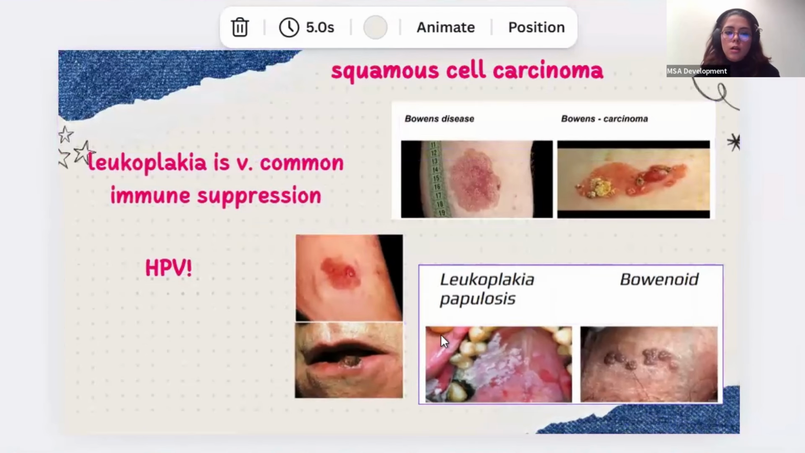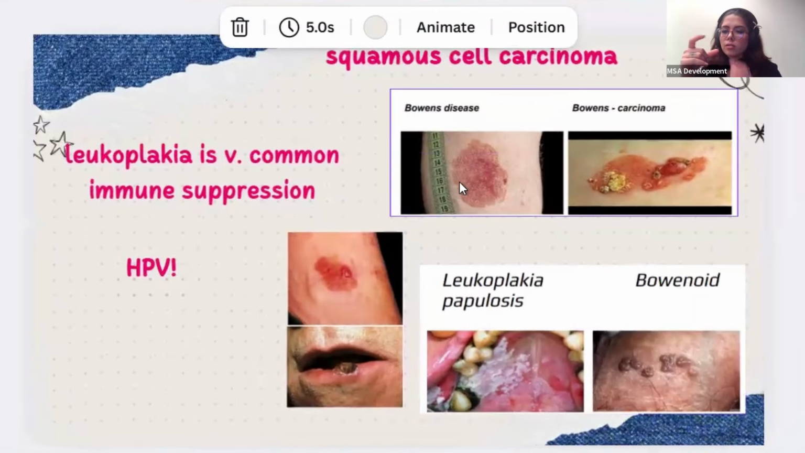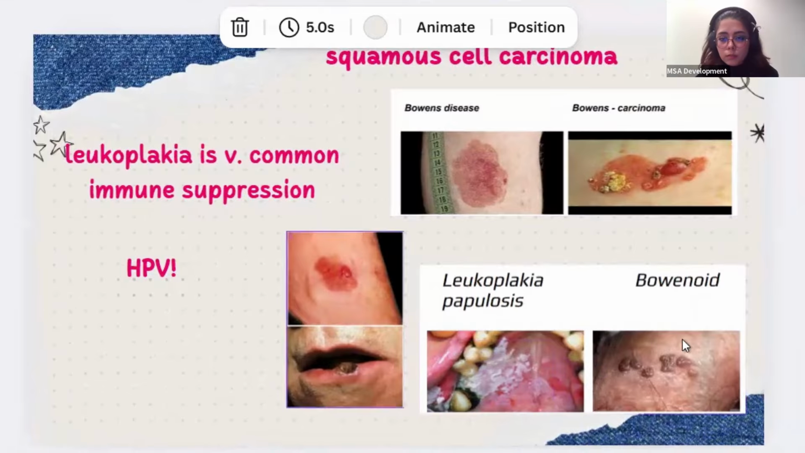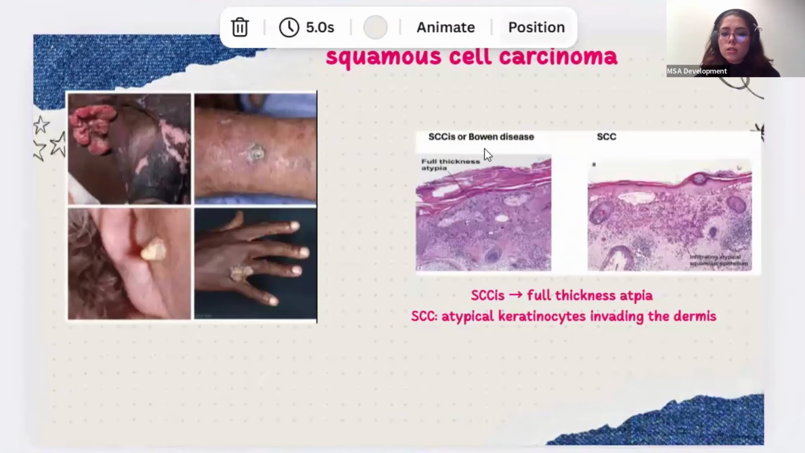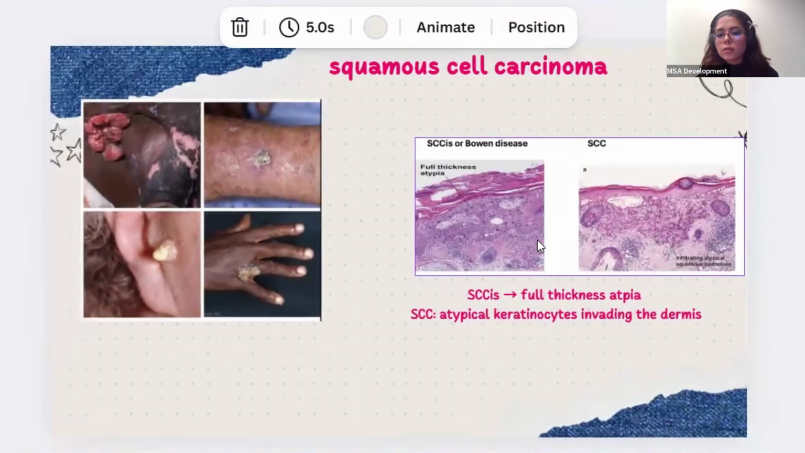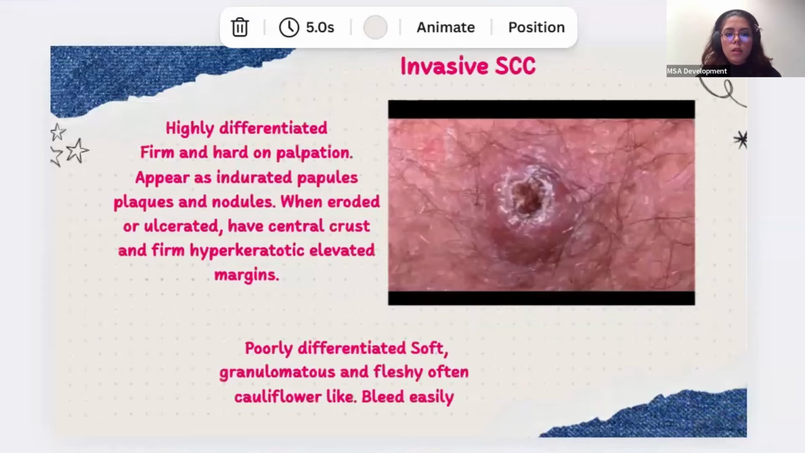These are different presentations, okay, of squamous cell carcinoma, but usually it's red, okay? It's kind of superficial in a way. This is what it looks like. Leukoplakia is a squamous cell carcinoma, so just keep that in mind. Immune suppression. Oh, leukoplakia is very common in immune suppressed people. Squamous cell carcinoma again, more of it. Okay, full thickness atypia, atypical keratinocytes invading the dermis. Yeah, that's it.